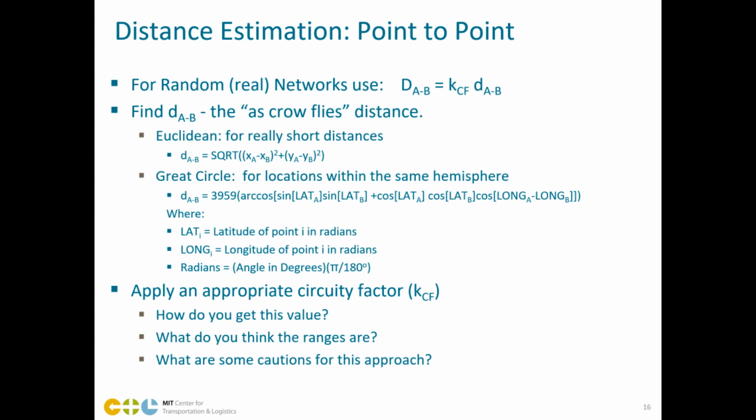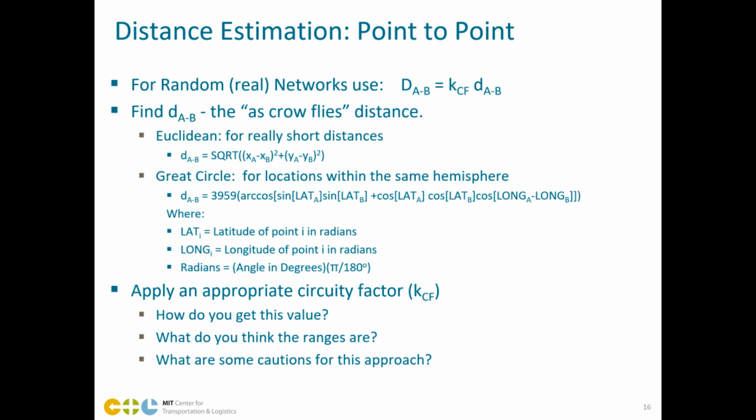So how do you think you get this circuity factor? Well, one way is to actually go and do random points. And in the next quick question, I'm asking you to do this. You pick point A, point B, find the actual distance, find the great circle distance, and take a ratio. And then you can find for a common region, what is the k factor of that region?